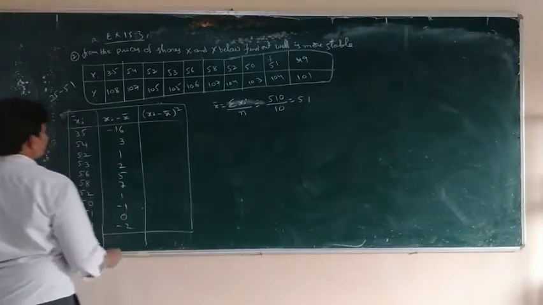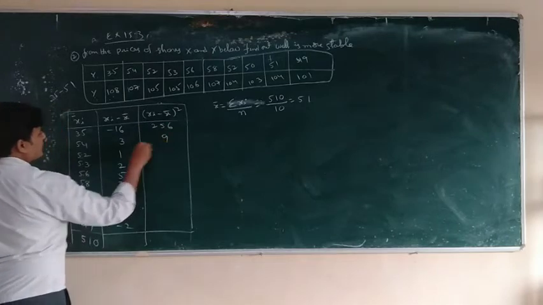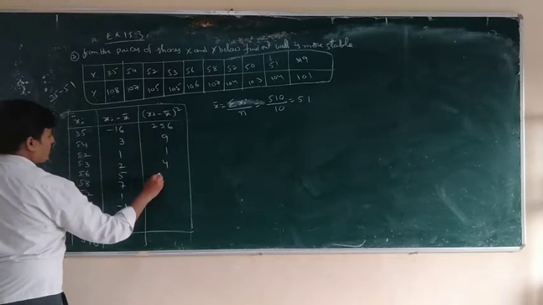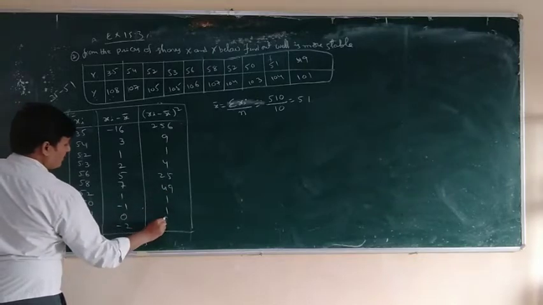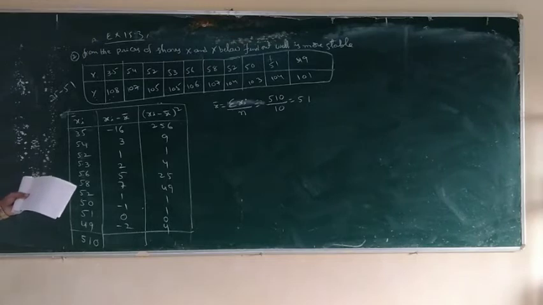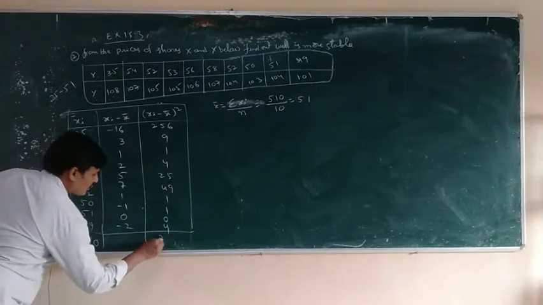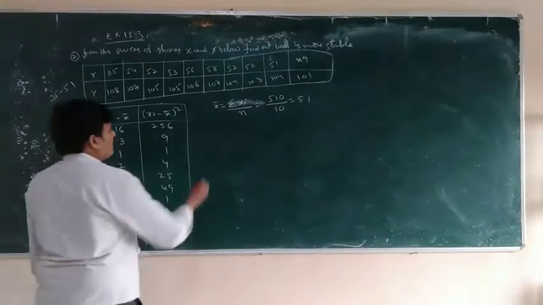Next, xi minus x bar whole square. 16 whole square is 256, then 9, 1, 4, 25, 49, 1, 1, 0, 4. The total of these values is 350.